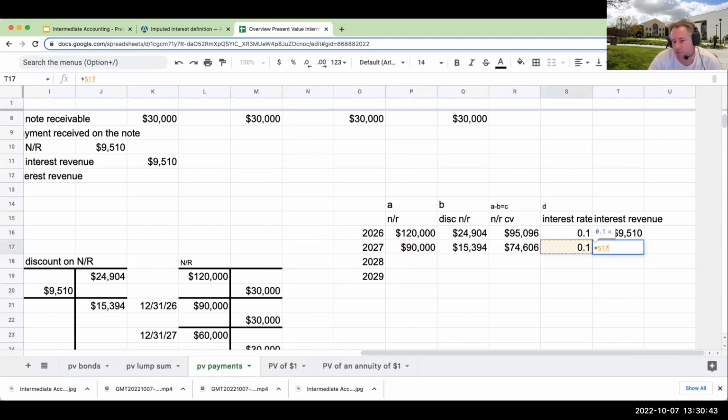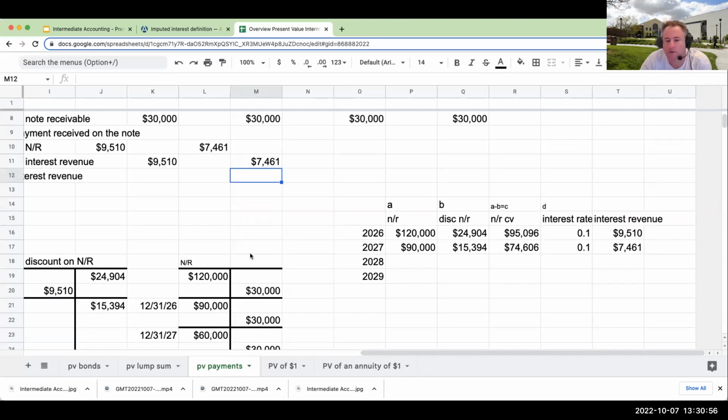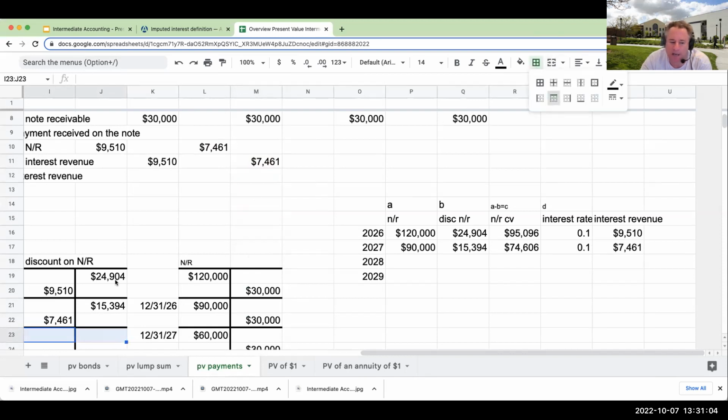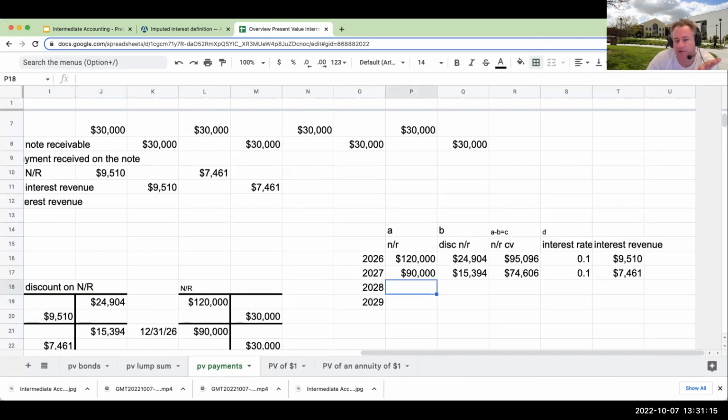My interest revenue is going to be 7,461. So my note receivable is going to be debited for 7,461, crediting interest revenue for 7,461. And so now my unamortized discount on note receivable is going to be 7,934. I come over to the next year, and my note receivable is no longer 90,000. It's now going to be 60,000.